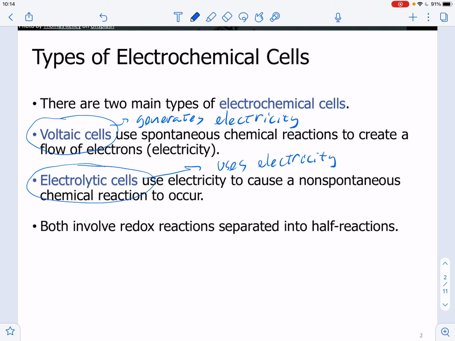So pretty much in a voltaic cell, you use the redox reaction to produce electricity, and in an electrolytic cell, you use electricity to make a chemical reaction happen that otherwise would not happen. Okay, the key to these two cells is that both the reduction and the oxidation reactions happen in separate containers.